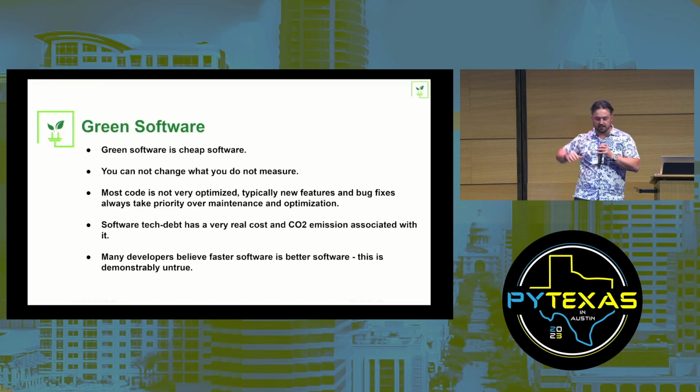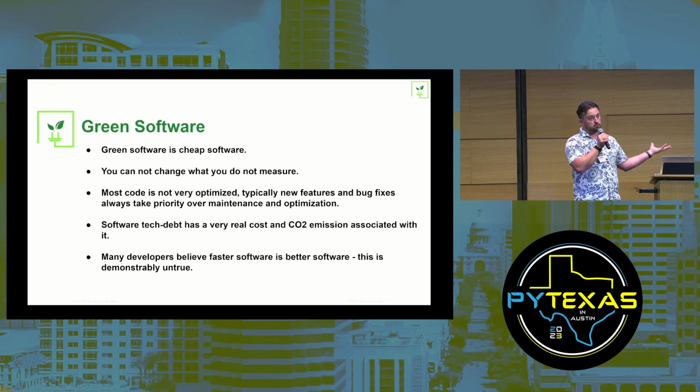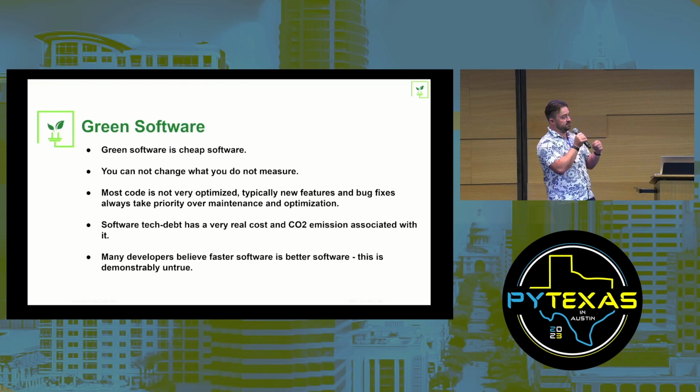So green software, some quick things then. Basically green software is cheap software. But the problem is you cannot change what you do not measure, and there are very few tools for this. Come talk to me afterwards if you want to learn more about that. But the real truth is most code is not especially well optimized at all. New features and bug changes typically take priority. Tech debt is obviously annoying if you're trying to maintain a code base, but in fact, it has a very real cost and CO2 emission associated with it, like a dollar cost and grams of CO2. And that is a problem in light of the numbers that I just showed you.